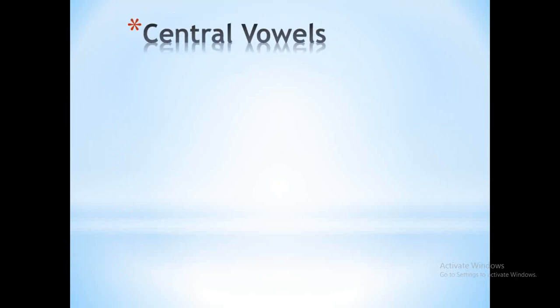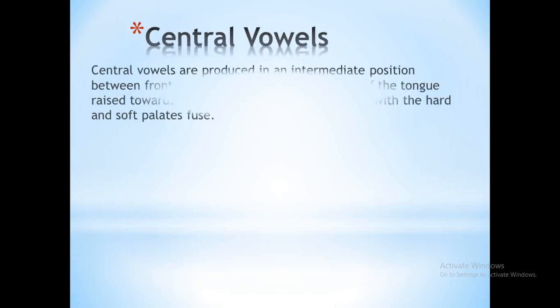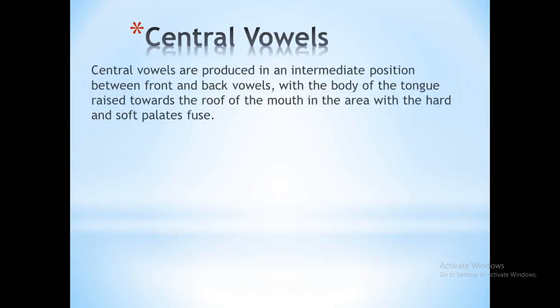So the second position is central vowels. Central vowels are produced in an intermediate position between front and back vowels, with the body of the tongue raised toward the roof of the mouth in the area where the hard and soft palates fuse. So let's start with the first one. Air, like hair, like earth. The position of air: long, mid, central, spread vowel.